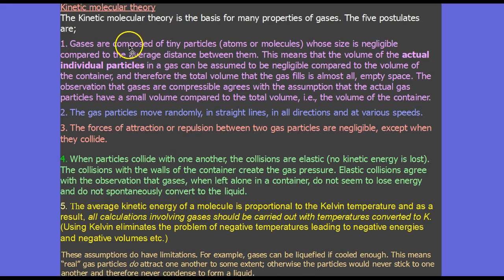So more about KMT. The kinetic molecular theory is the basis for many properties of gases. The five postulates are: 1. Gases are composed of tiny particles, atoms or molecules, whose size is negligible compared to the average distance between them. This means that the volume of the actual individual particles in a gas can be assumed to be negligible compared to the volume of the container, and therefore the total volume that the gas fills is almost all empty space. The observation that gases are compressible agrees with the assumption that the actual gas particles have a small volume compared to the total volume, for example, the volume of the container.